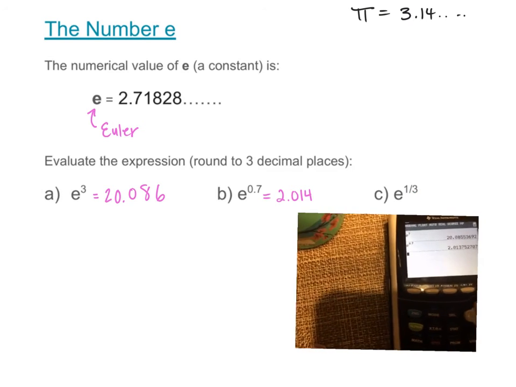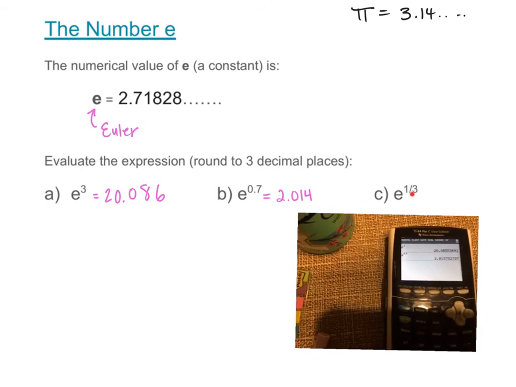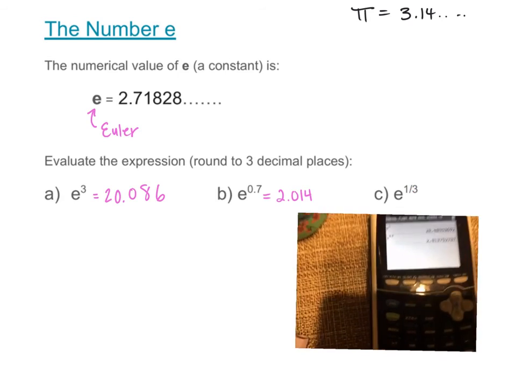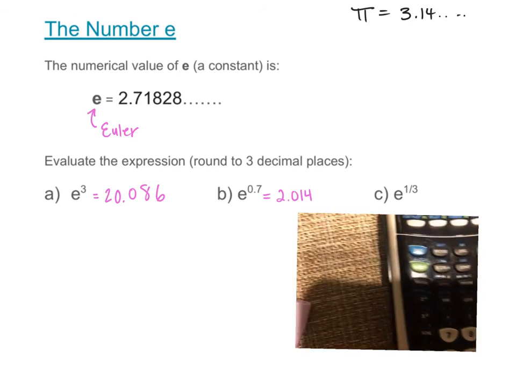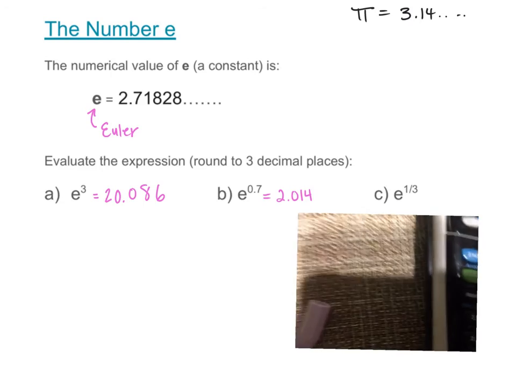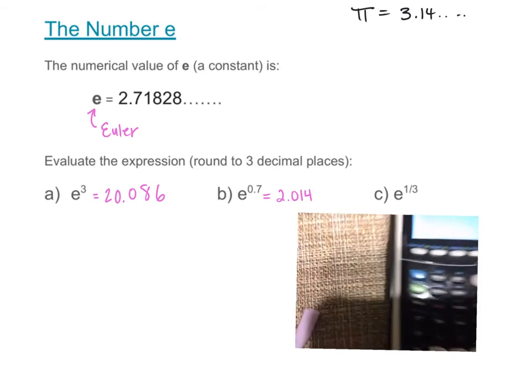And last but not least, you guys are probably wondering, oh my goodness, how am I going to do e to the 1/3? It's a fraction. Well, turns out 1/3 is just division, right? You can say 1 divided by 3, and that's the same thing as saying 1/3. So what you can do is use division in your calculator.